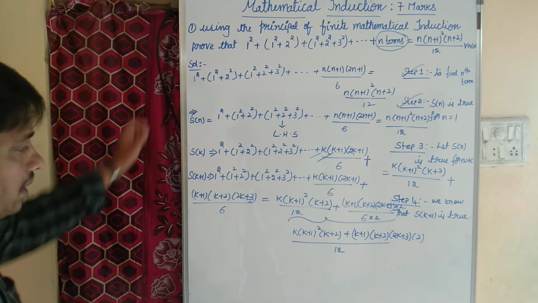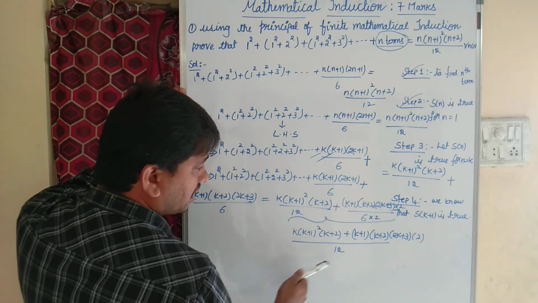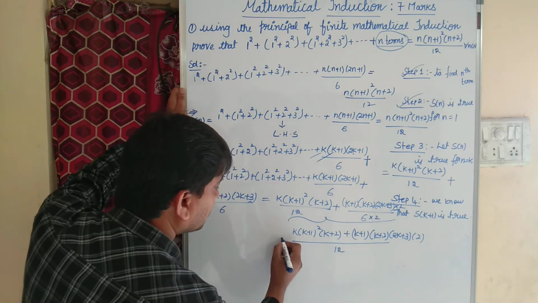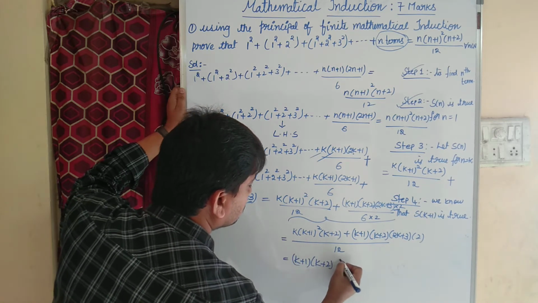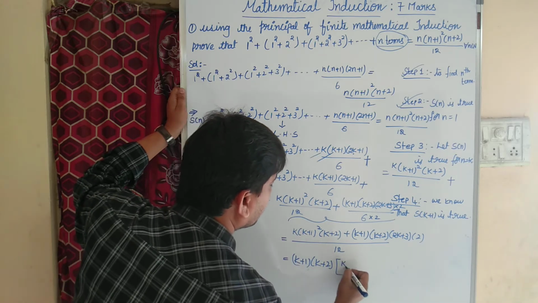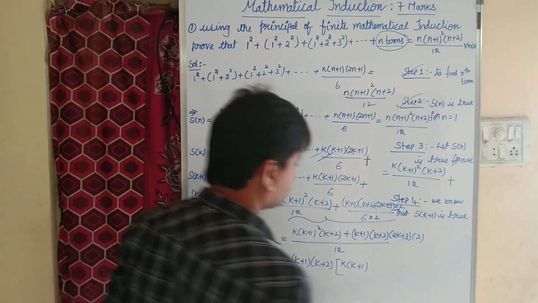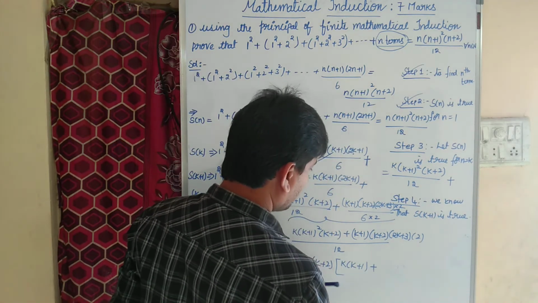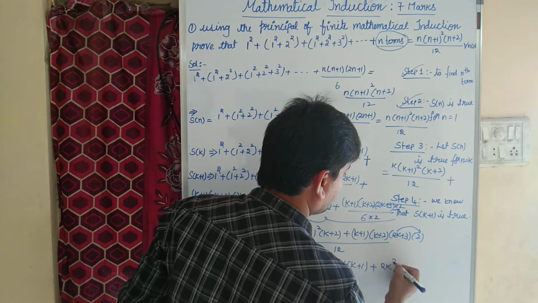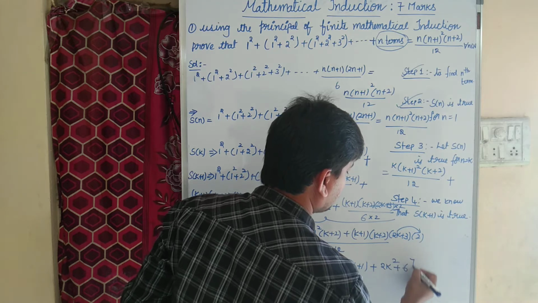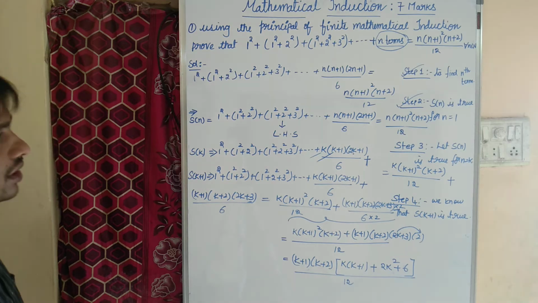So what can we take common? Here k plus 1 is there, k plus 2 is there in both terms. Let us take k plus 1 and k plus 2 as common. If we take common, here we have k into k plus 1, plus 2 into 2k plus 3, over 12.